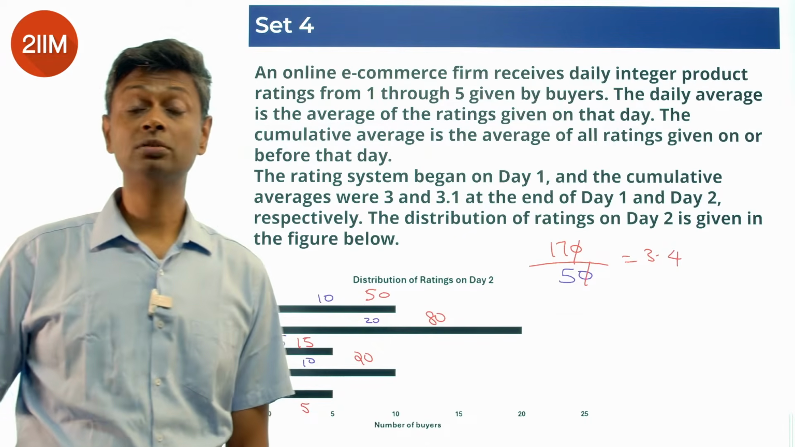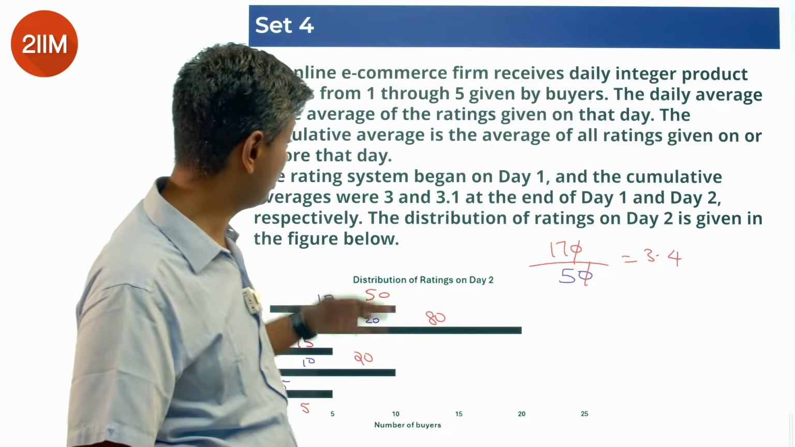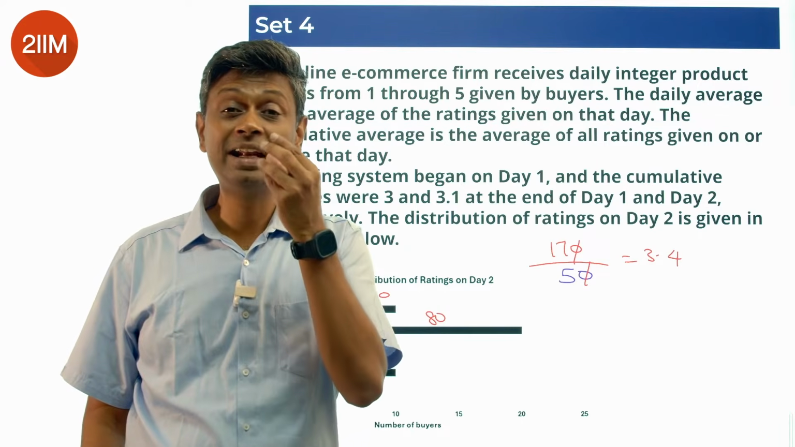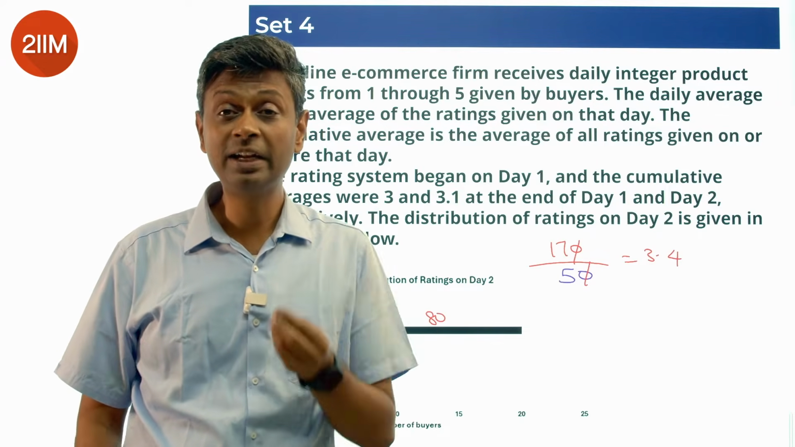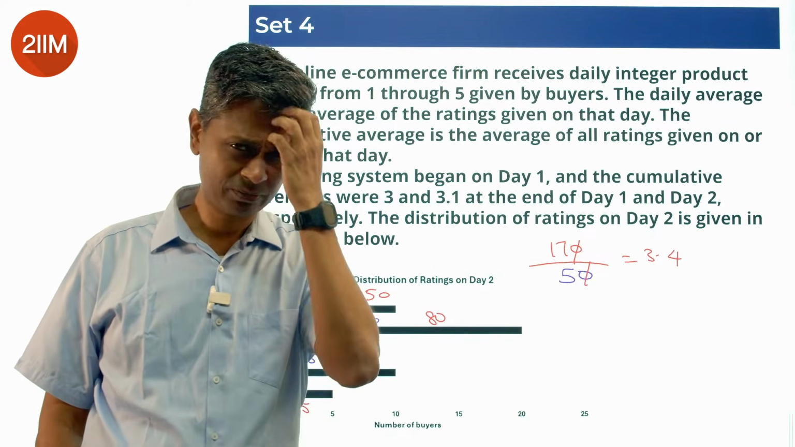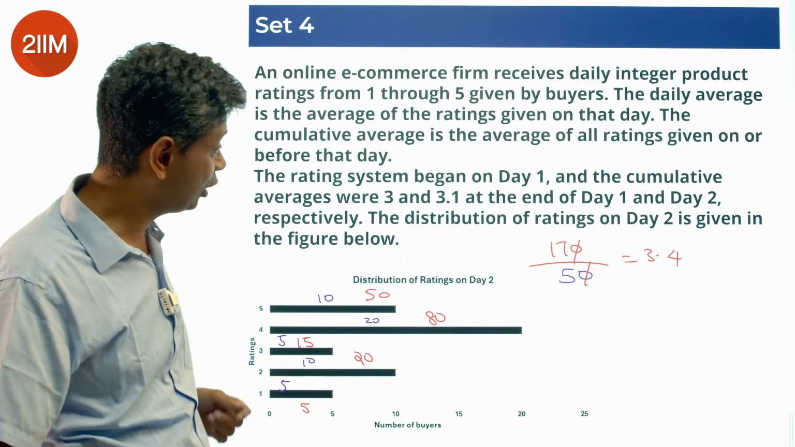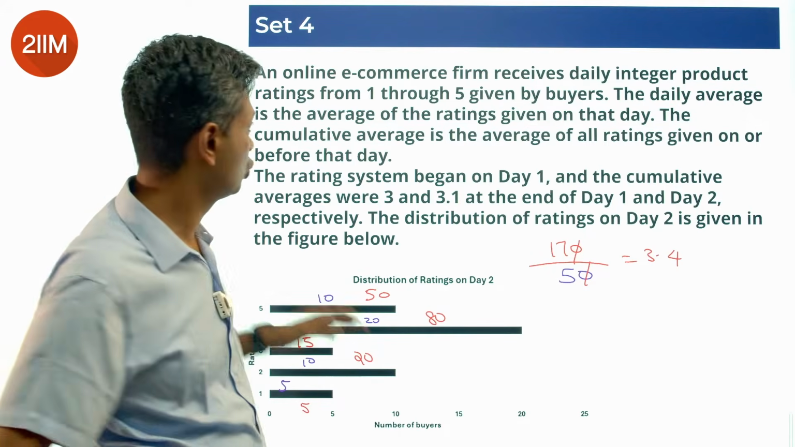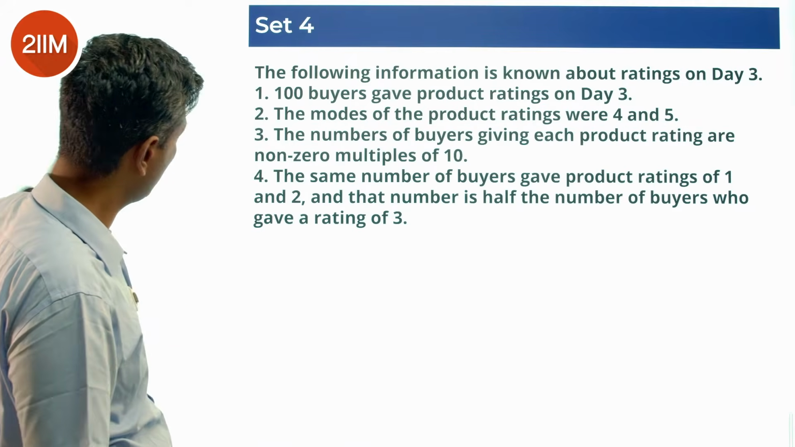The weighted average of 3 and 3.4 should give us 3.1. The daily rating for day 1 is 3. The daily rating for day 2 is 3.4. Overall is 3.1. The number of people who gave ratings on day 2 is 50. Super useful. Nothing more is there.